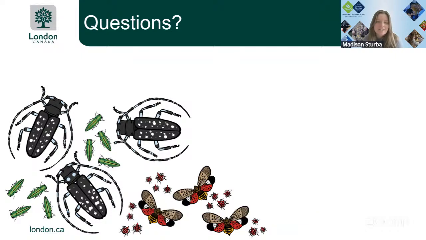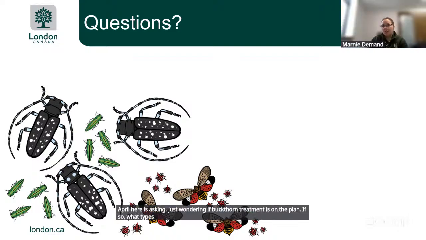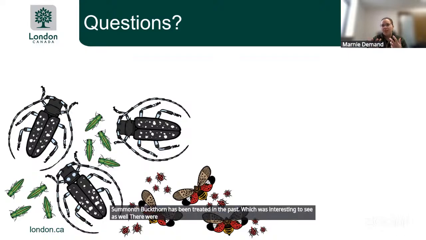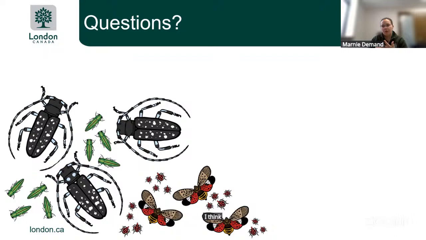April here is asking, just wondering if buckthorn treatment is on the plan. Some of the buckthorn has been treated in the past, which was interesting to see as well, because there were cases where it had been treated and either you had no understory coming up underneath it, or you had a sea of little buckthorn babies. I believe they had done pesticide treatments, so a foliar spray had been done. I think that was the most common treatment that had been applied.